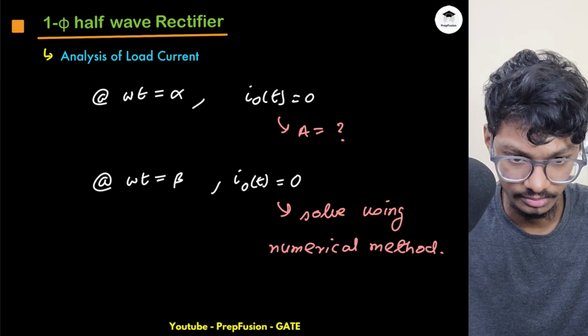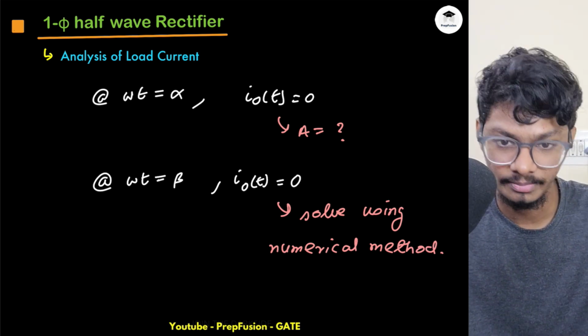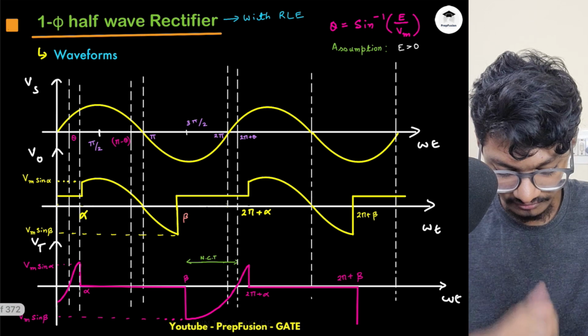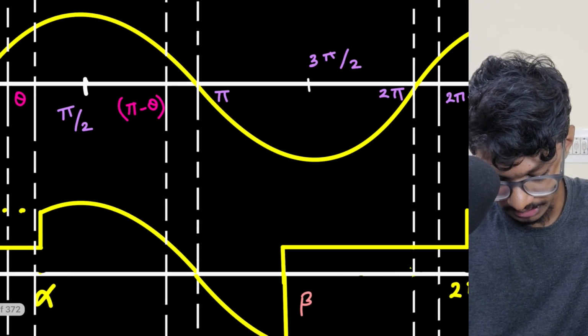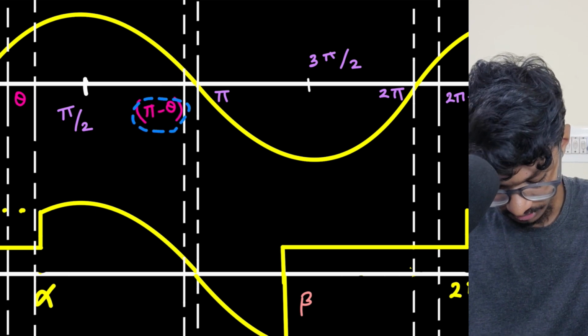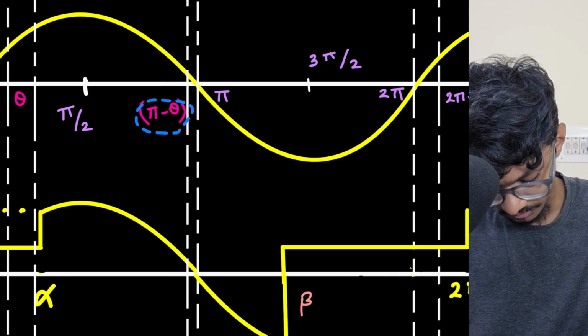Okay, solve using numerical methods. So these are the things that you need to keep in mind for RLE load. Now here, in the graph there will be a bit of difference because I have done a bit of thing wrong here. This pi minus theta will be somewhere around here, will become somewhere later.